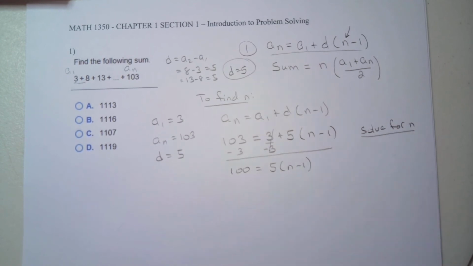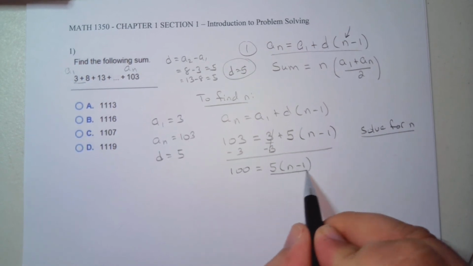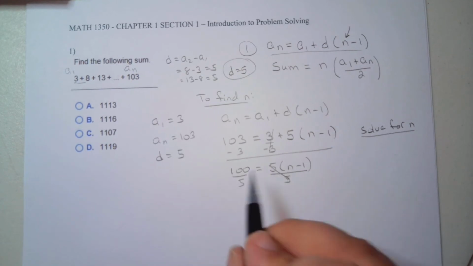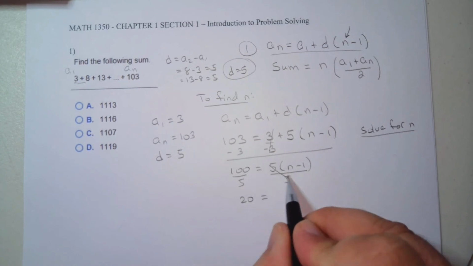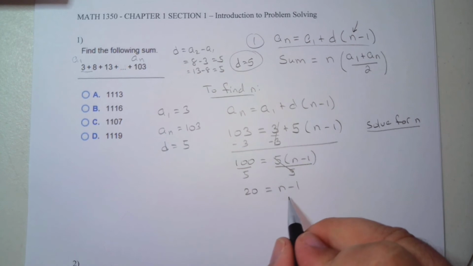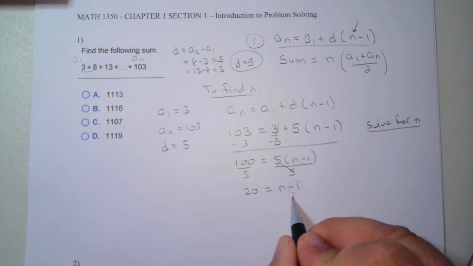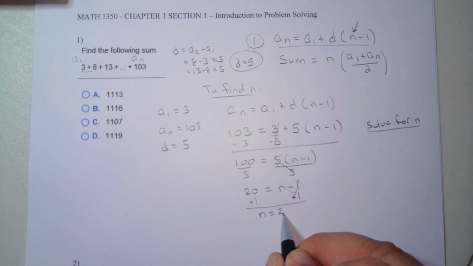5n minus 1. We have to get inside there, so get rid of the 5. Divide both sides by 5. 100 divided by 5 is 20. So that's gone, so we just have n minus 1. To get n by itself, we have to get rid of the negative 1, so we add 1 to both sides. So n is equal to 21. There are 21 terms in our equation.